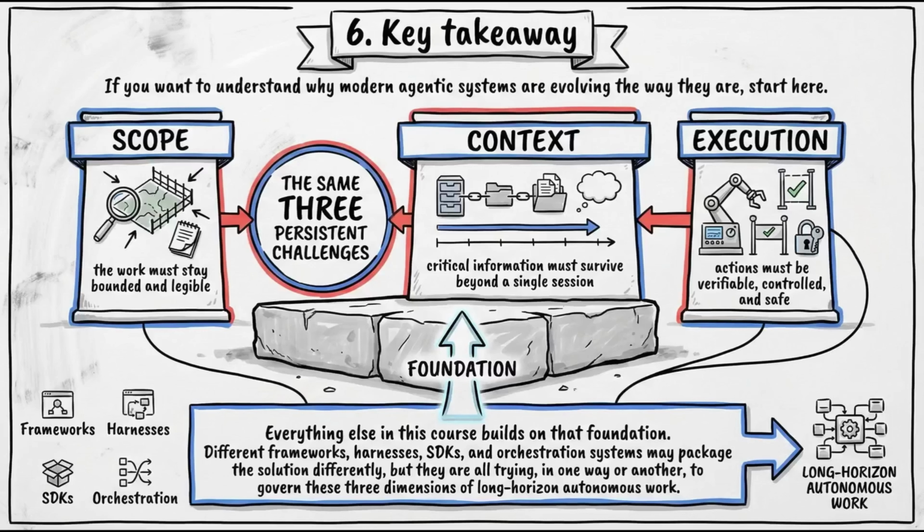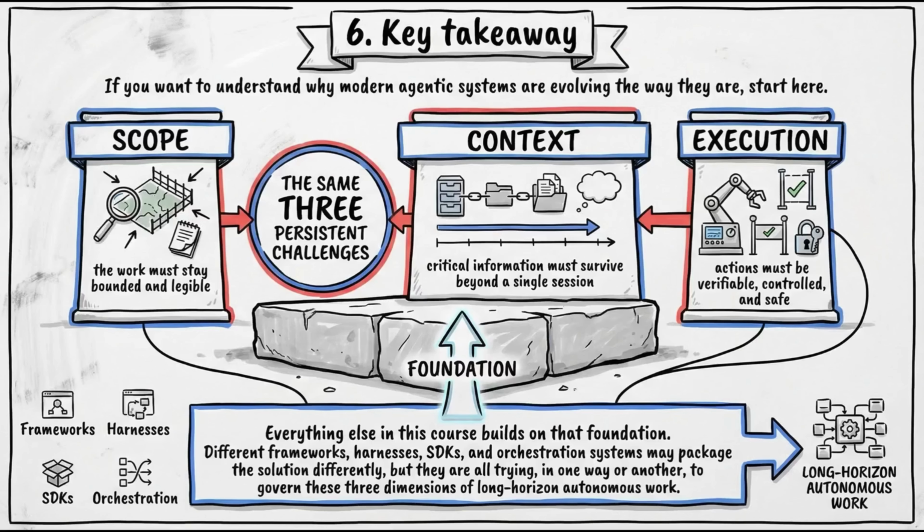Let's bring it all together. If you really want to understand why modern agentic systems are evolving the way they are, it all boils down to one fundamental takeaway. As the field of AI advances, developers keep running into the exact same three persistent challenges: scope, context, and execution. Let's break those down. The first is scope. For an agent to be useful, its work must stay bounded and clearly legible. We need to understand exactly what the system is trying to accomplish without it going off track. The second challenge is context.